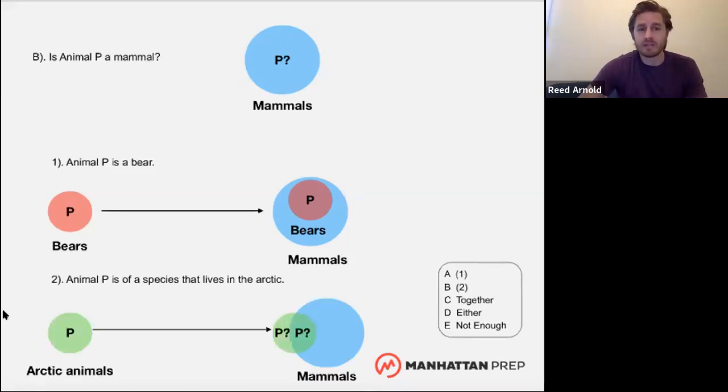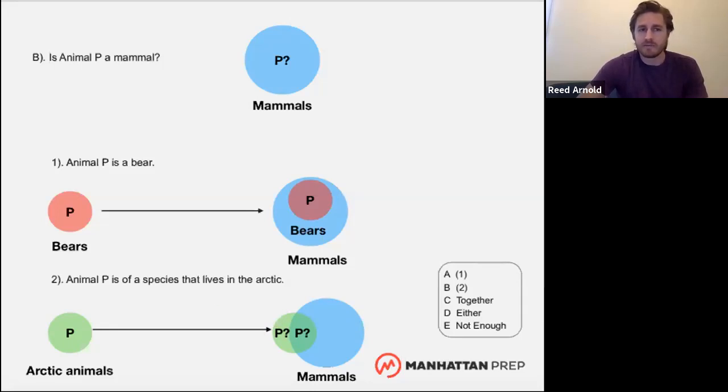If I'm told that animal P lives in the Arctic, okay, let's think about the circle of animals that live in the Arctic. Well, some of them are mammals. Caribou, narwhal whales, polar bear, Arctic wolves, whatever. They live in the Arctic and they are mammals. But there are some species of birds that live in the Arctic that are not mammals. And so since I don't know which side of the green circle I'm on, if I'm in the mammal intersection or if I'm outside, I can't say that this is enough information to answer the question that is asked.